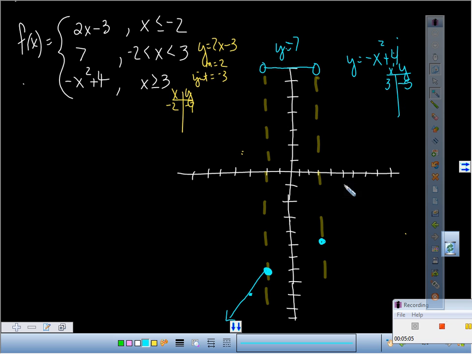Okay, then I need to pick another point. I'm going to pick 4, but it's probably going to be crazy, isn't it? 4 squared is 16, negative 16 plus 4 is negative 12. So what's that? 5, 6, 7, 8, 9, 10, 11. Okay, watch what I'm going to do. I'm going to put this little point down here, and then I'm going to write a 12 beside it, to tell my teacher that, hey, I know that's a 12.